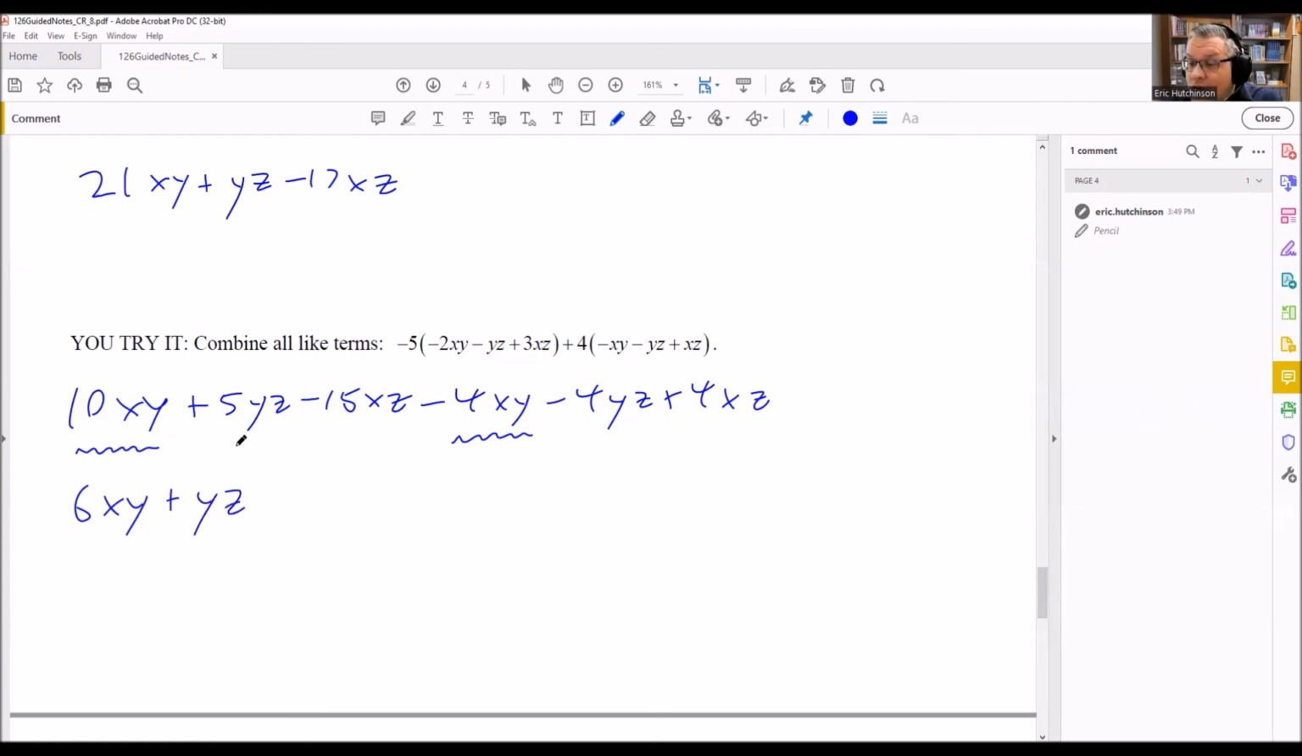So we've gotten, so that's this one, and we did this one. Now we just have these last two to combine. -15 xz plus 4 is -11 xz. And that would be your answer. Again, there's no more like terms here because all the variables are different. Like terms, you can only have the same two variables in each term in order for them to be like terms.